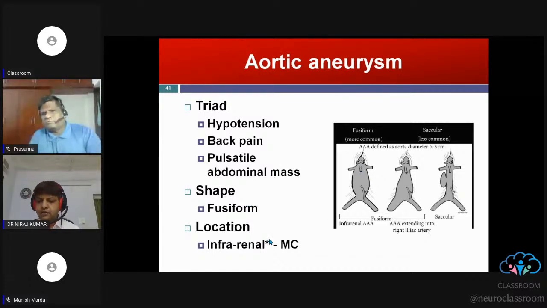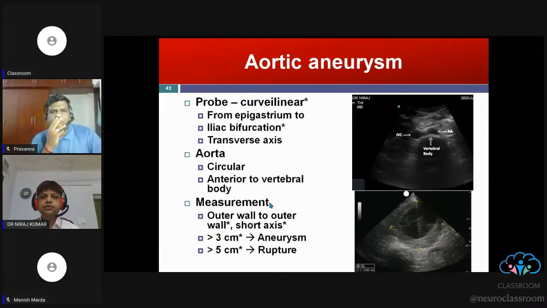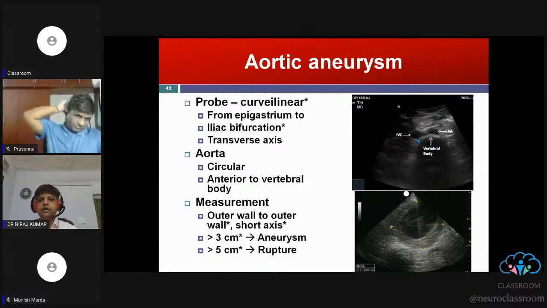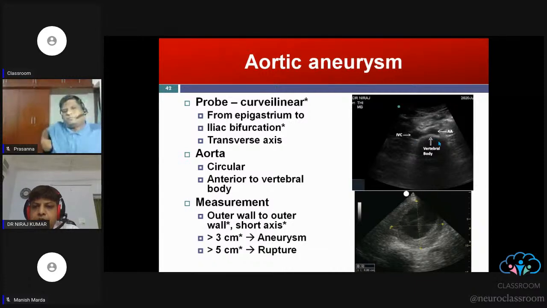That's the concept. So you have to scan from the epigastrium towards the bifurcation of the aorta into the iliac arteries. In the total area, you have to scan for any evidence of aortic aneurysm. So if you use this curvilinear probe over the abdomen, first of all, you have to recognize the vertebral body.